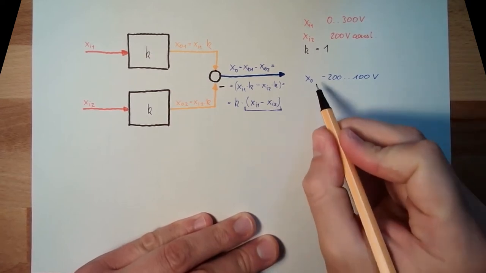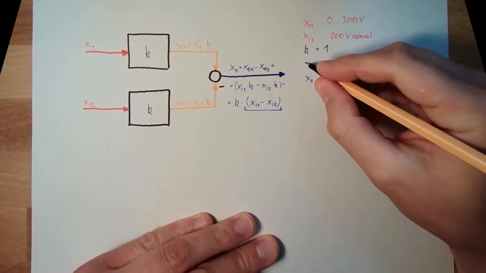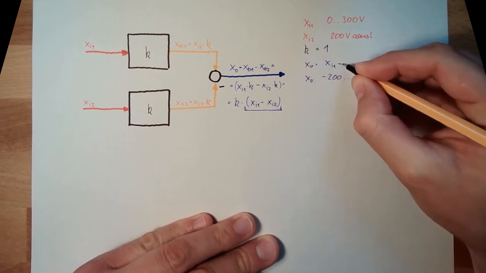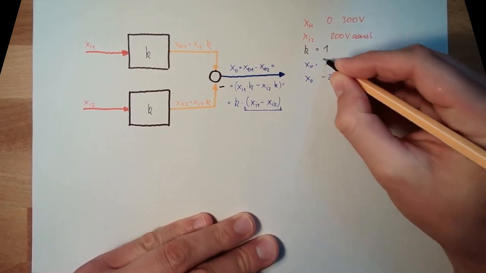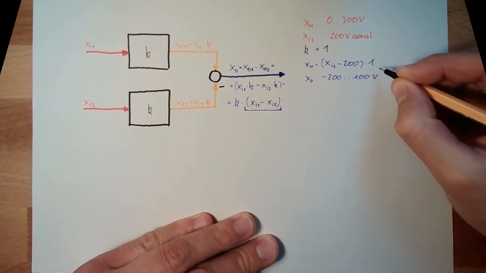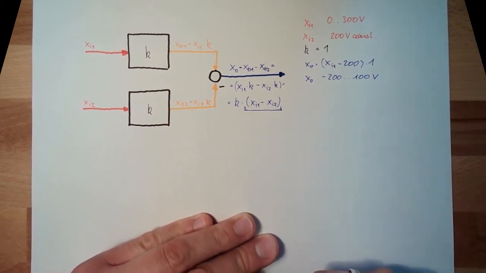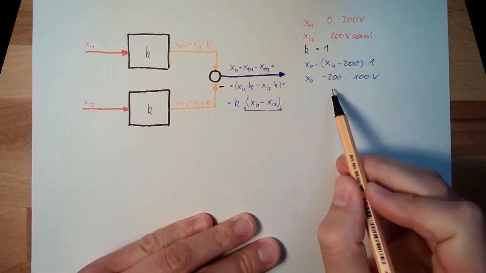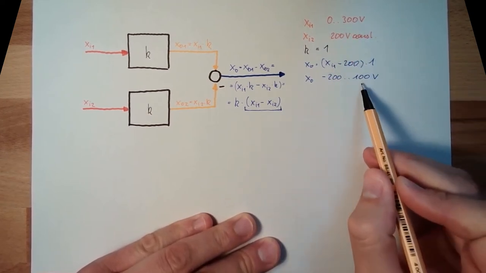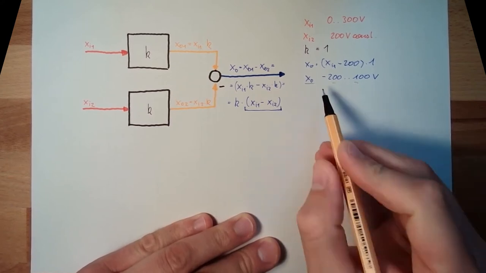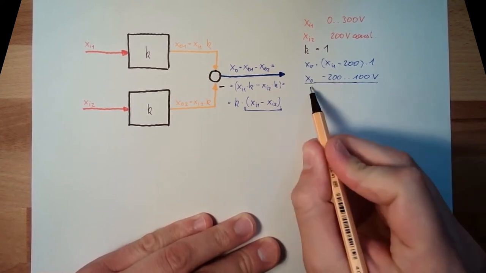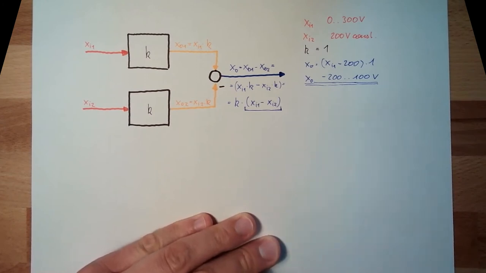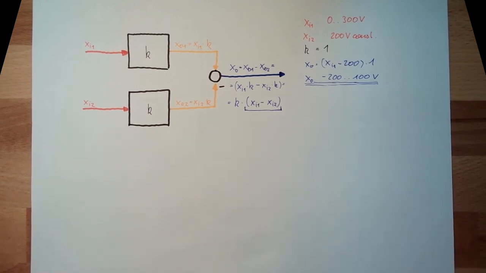Because XO is XI1 minus 200 multiplied by 1. This is K. 0 means minus 200, 300 means 100, that's it. Obviously, I can simply use it to shift. Okay, then I shift it.